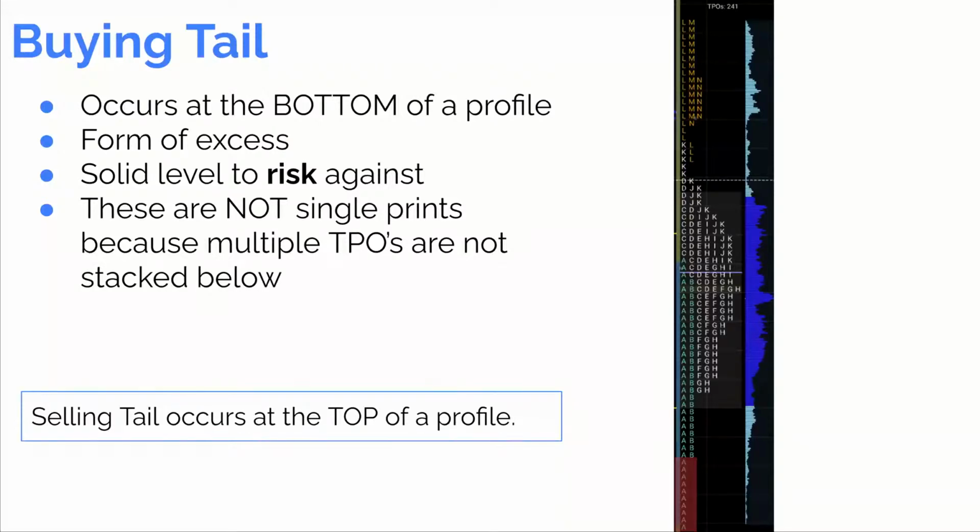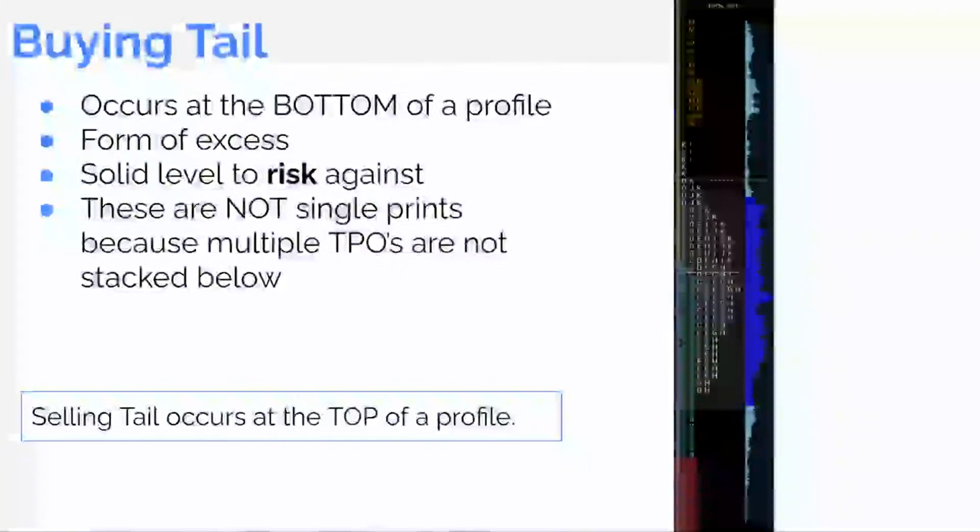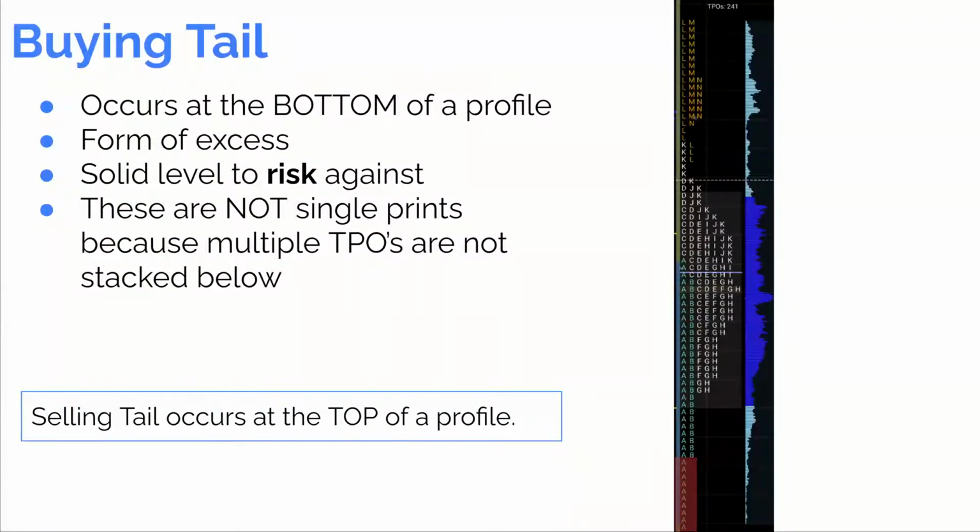All right, buying tail. I'm not going to spend too much time on these next two slides, but here's why I like this. It's a solid level to risk against. And if you haven't been able to tell by now, risk and risk management is one of my strengths as a trader. I know that. But there's a reason it's a strength. It's because I'm very aware of it, and I'm very proactive about addressing it. And so this is a pattern that I watch for, whereby I can use it as a solid risk level.